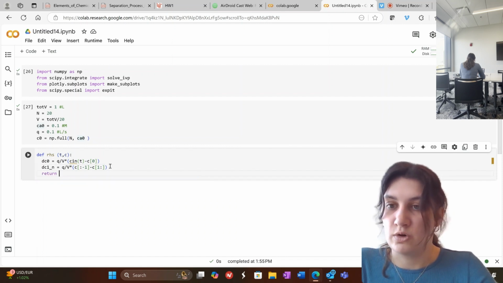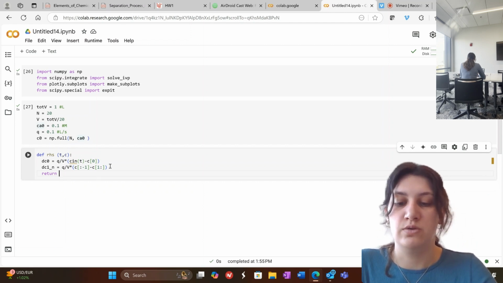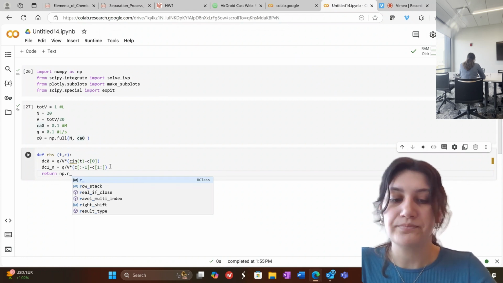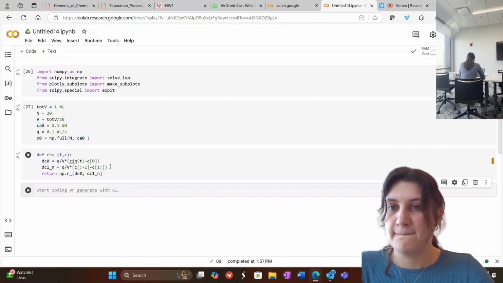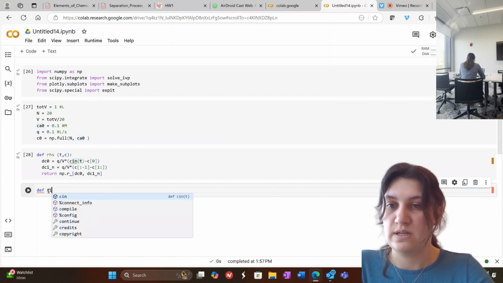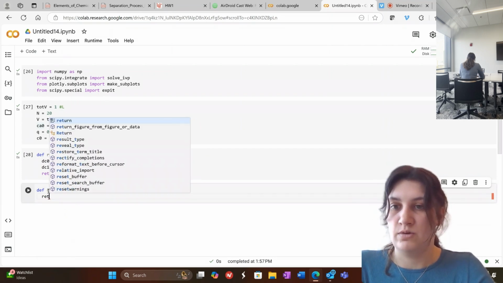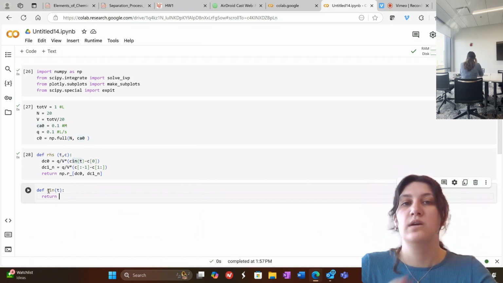I'm going to return, but we want to combine the results of these differential equations. So we're going to do np.row_, so this is row concatenation, and we're just going to do this for C1 through n. Now of course we still need to set up this function here. So we're going to define it in time, and we're going to return our results.